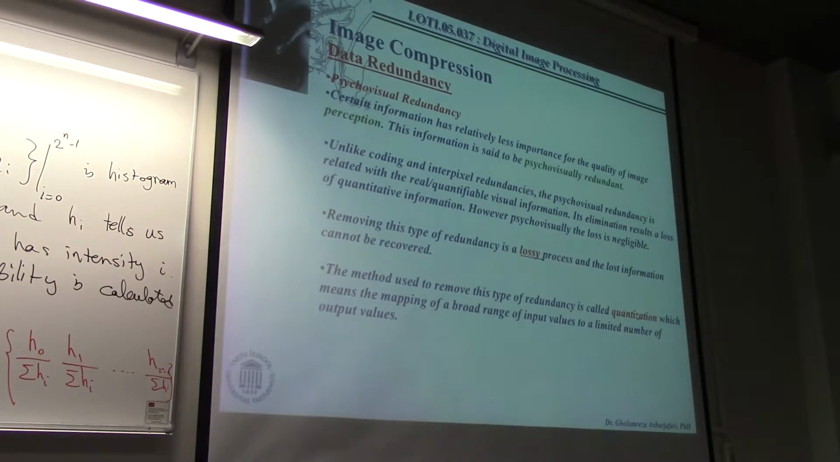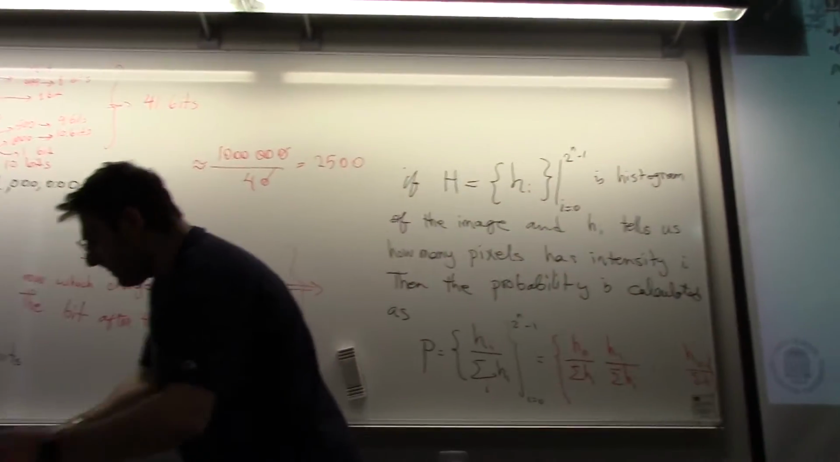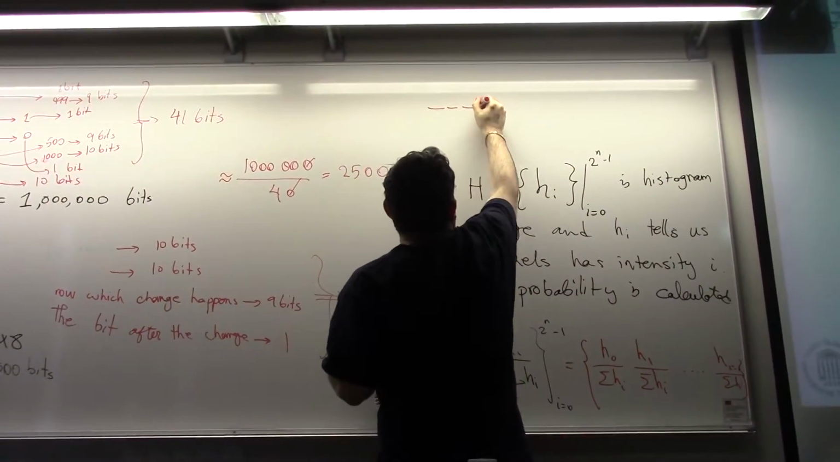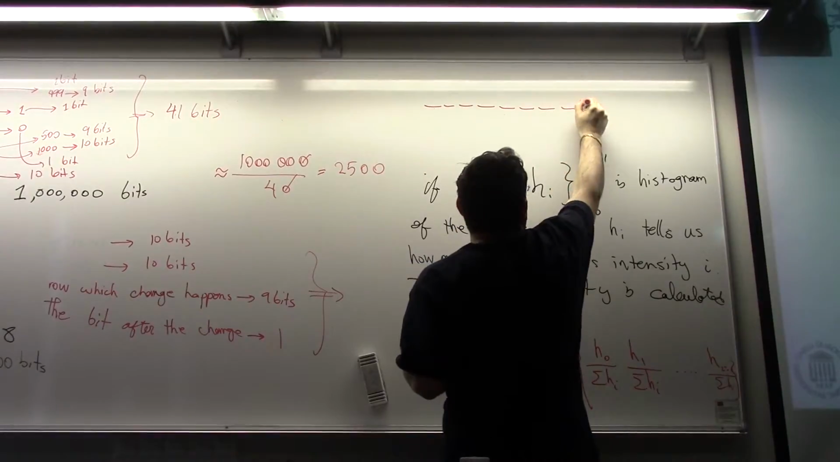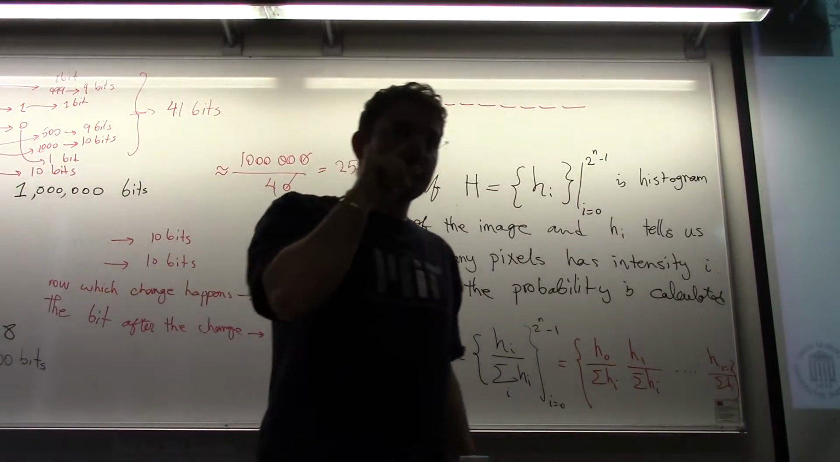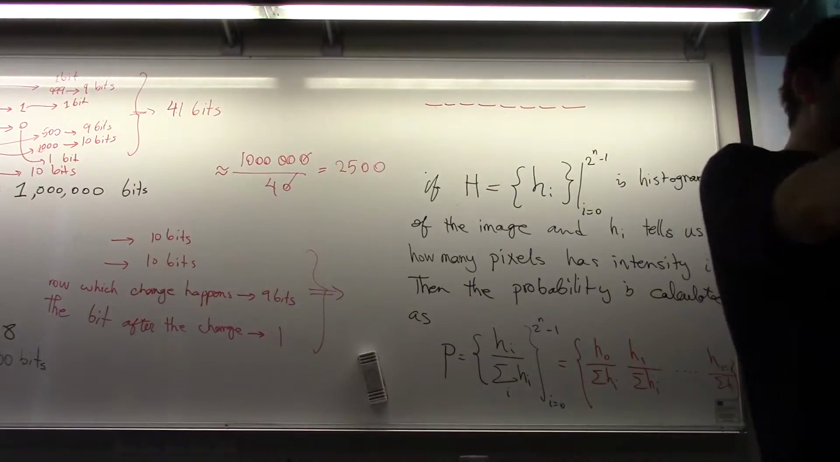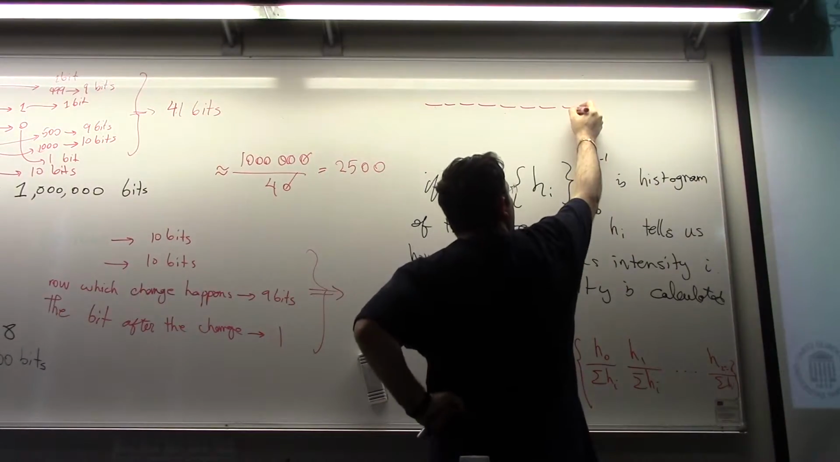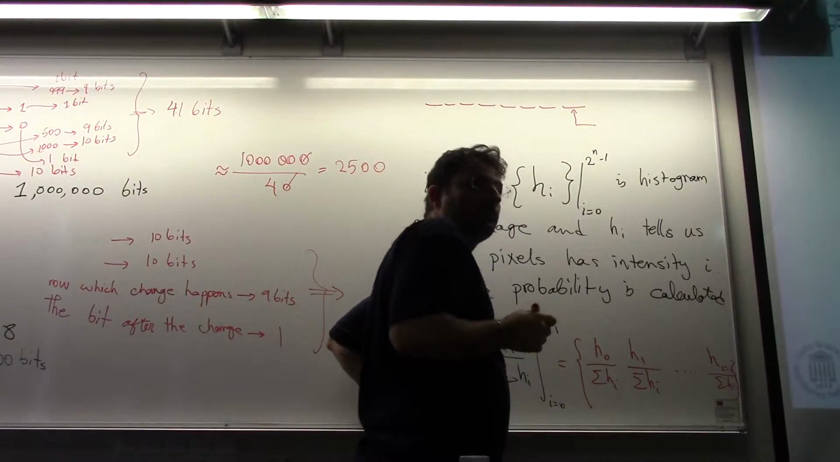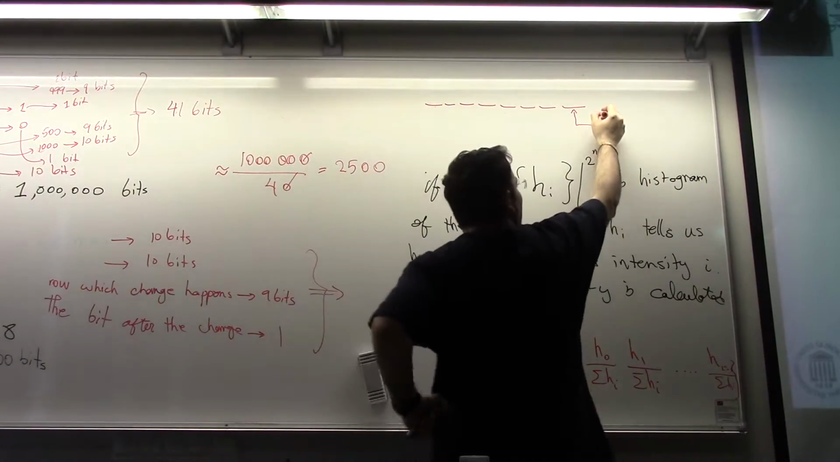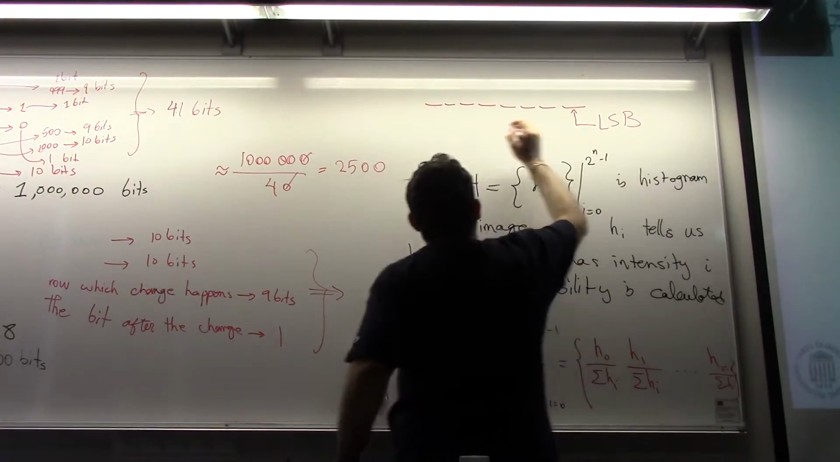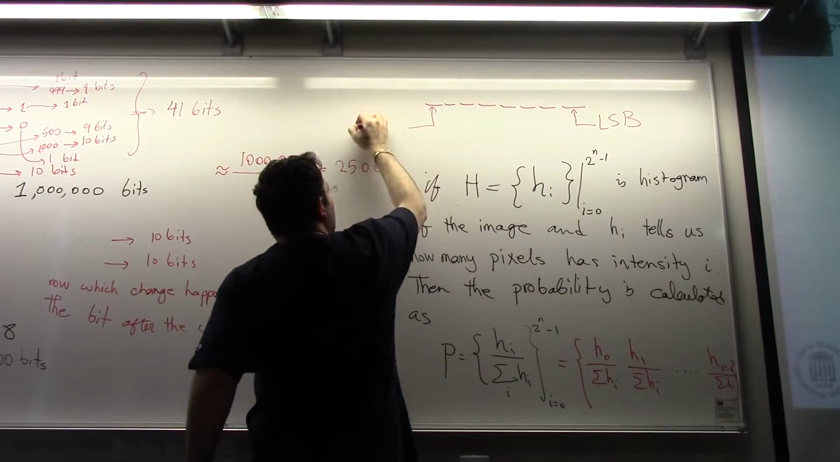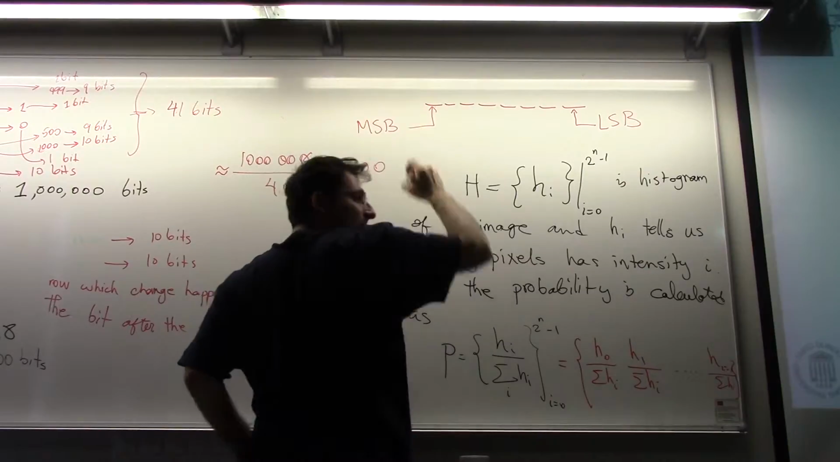So we want to do the quantization. One easy way of doing the quantization is this. We said we have 8 bits, right? 1, 2, 3, 4, 5, 6, 7, 8. This is for 1 pixel. So I need to have 8-bit representation. Okay? Can you tell me what is the name of this? Least significant bit, LSB. And this is MSB, most significant bit. Right?